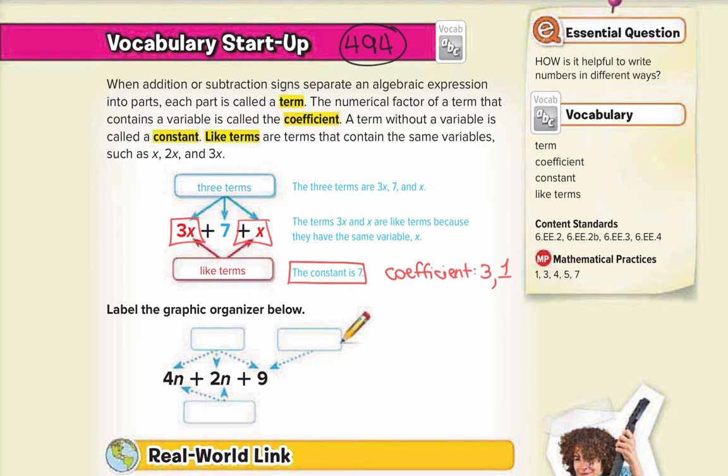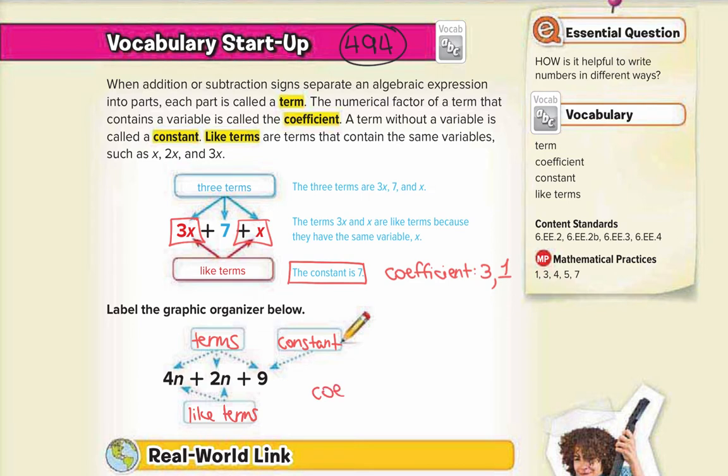So now let's fill in the graphic organizer below. So this first box is pointing to 4n, 2n, and 9. Those would be our terms. That's the parts of the expression that are separated by addition or subtraction symbols. Okay, this box is only pointing at 9. So 9 is a number that has no variable, so that is our constant. Okay, this box at the bottom is pointing at 4n and 2n. Those are like terms. They have the same variable.